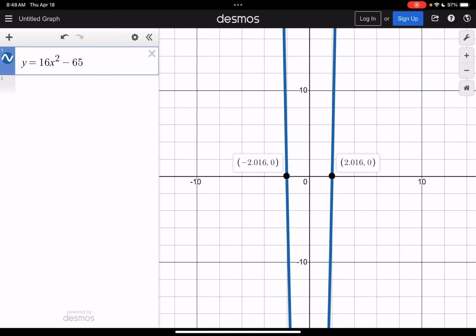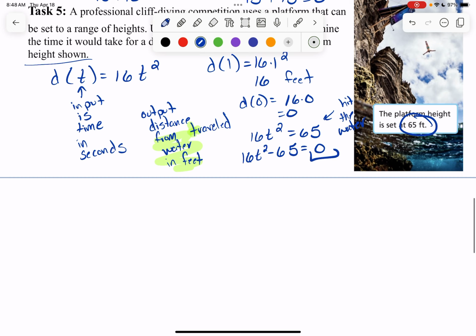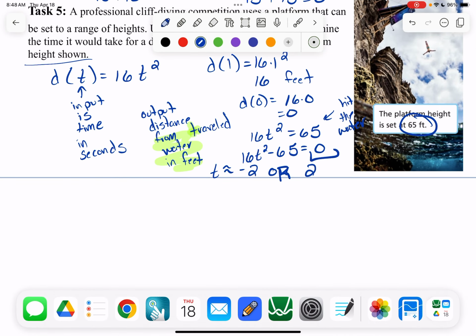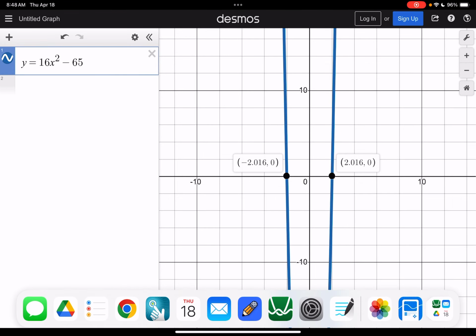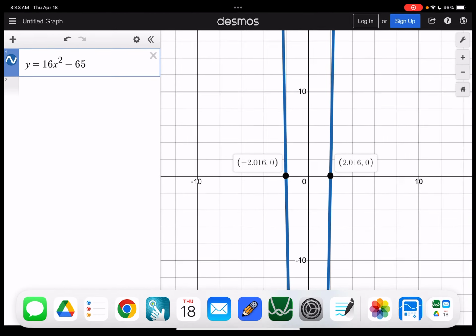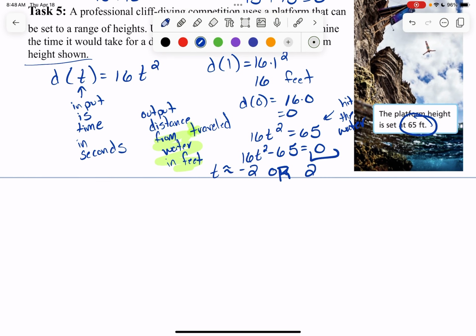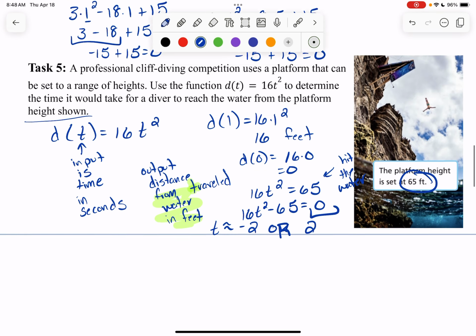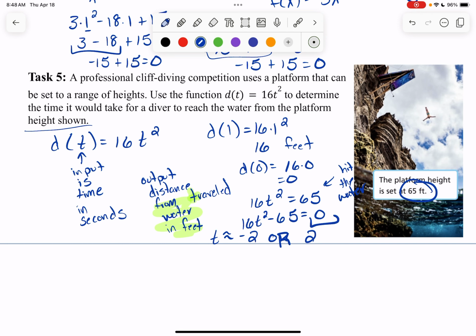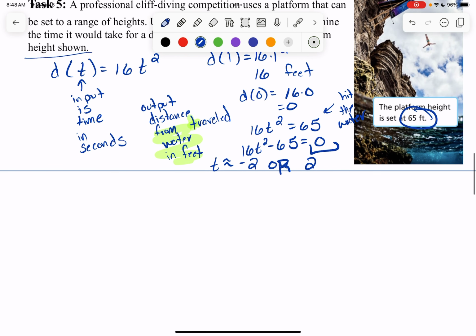So there are 2 zeros for this function. T is approximately negative 2 or positive 2.016, so 2.02. I think 2 seconds is probably sufficient. Think about how many decimals we think we need if we're talking about time in seconds. And again, it says we're approximating. Okay, the negative 2 does not make sense, so it takes around 2 seconds for that diver to hit the water.